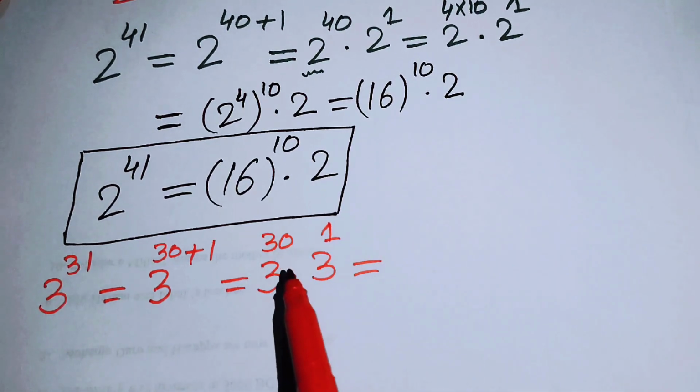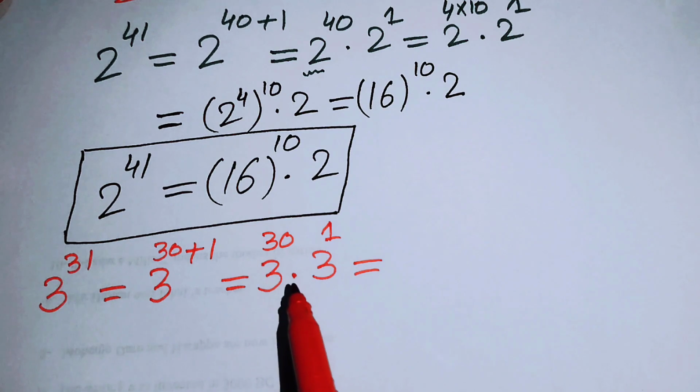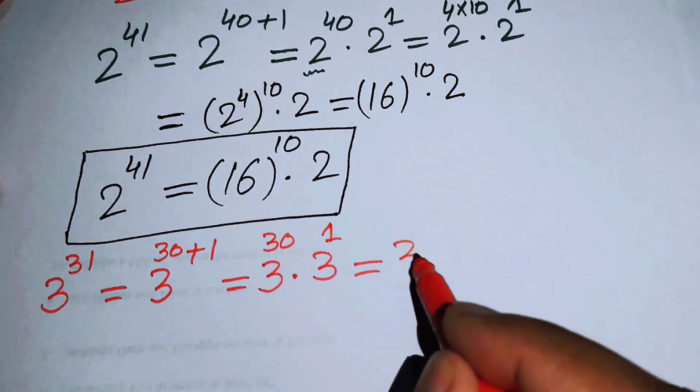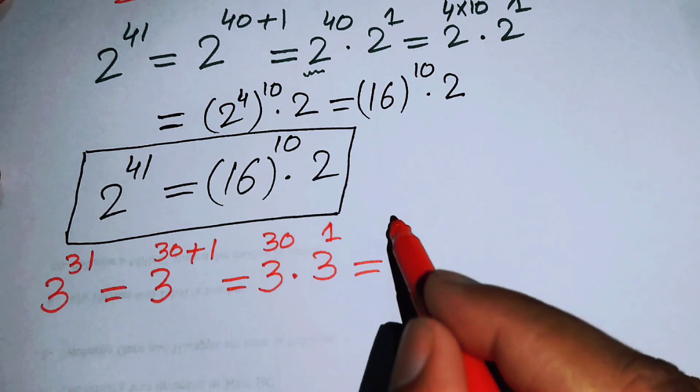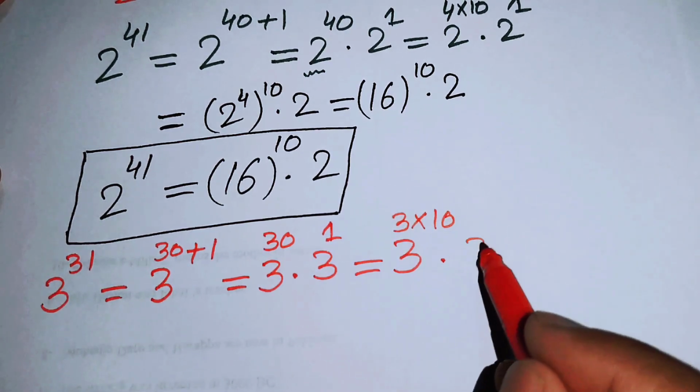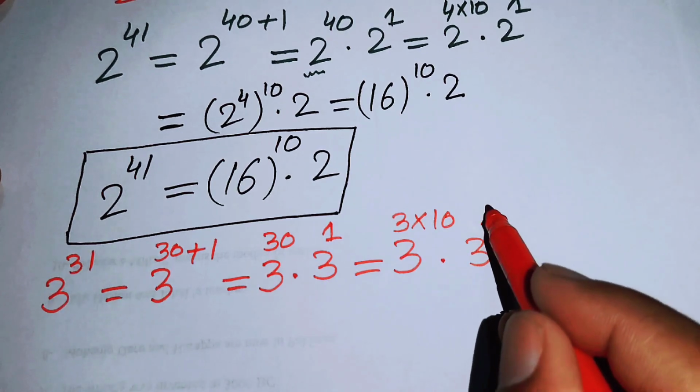And now in the next step we can rewrite these numbers. We have 3 to the power of 30 and we can write it as 3 to the power of 3 times 10, into 3 to the power of 1.